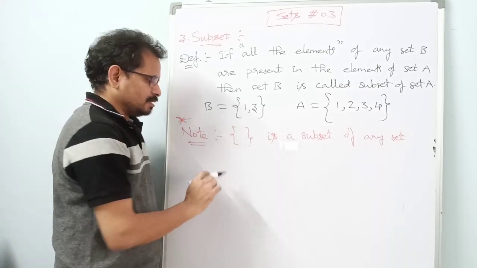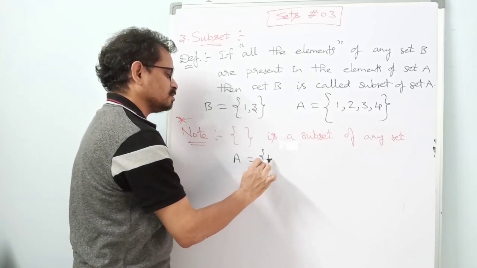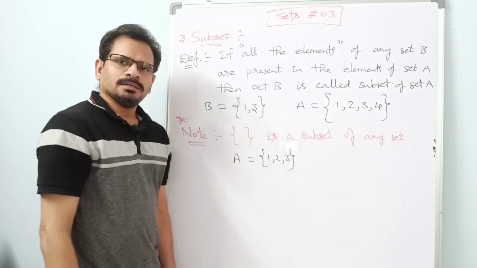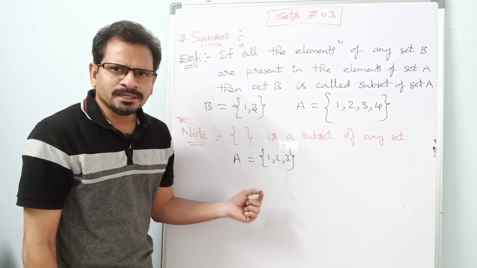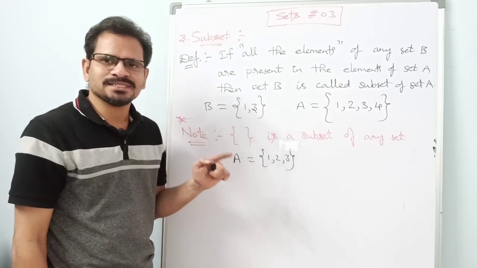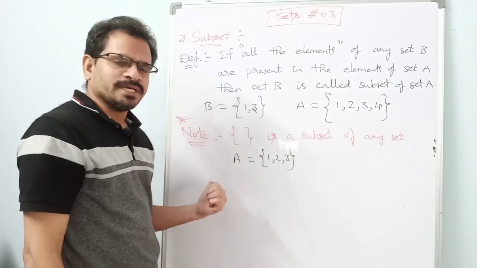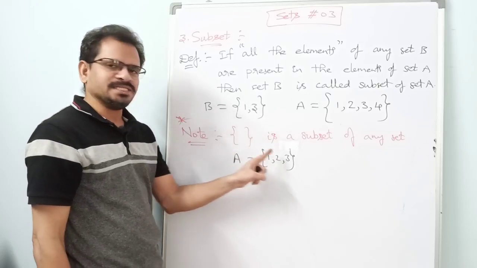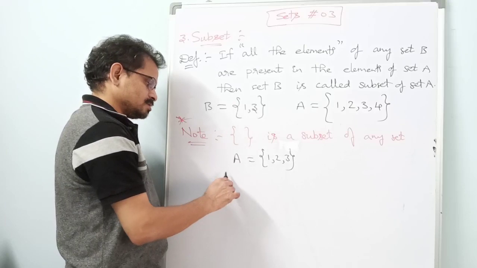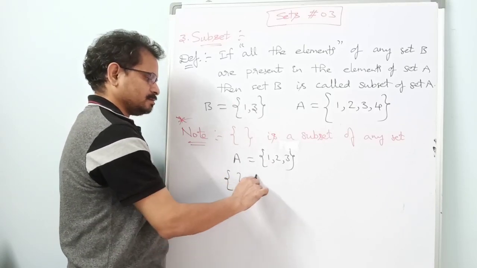For example, let us consider a set A equal to {1, 2, 3}. Now shall we write all the related sets of set A? All the related sets means nothing but they are subsets. Shall we write subsets of A? Starting with what? Starting with empty set. Why? Because an empty set is subset of any set, any given set. So what are the subsets of A? Empty set.